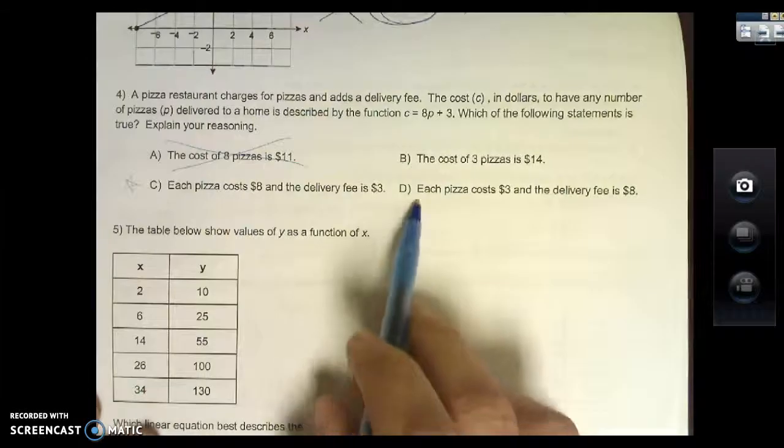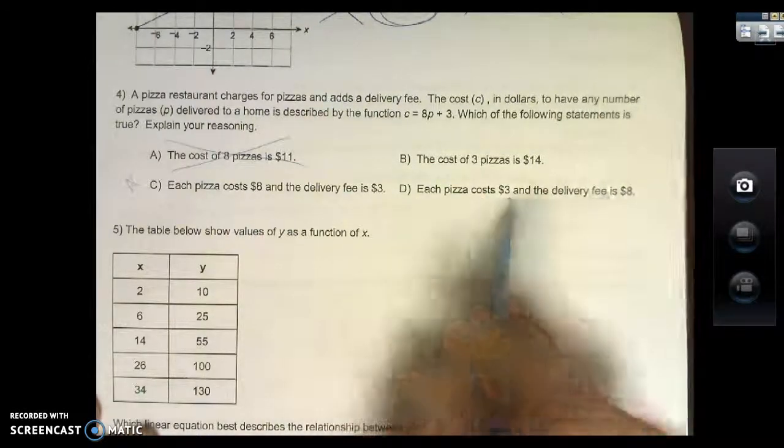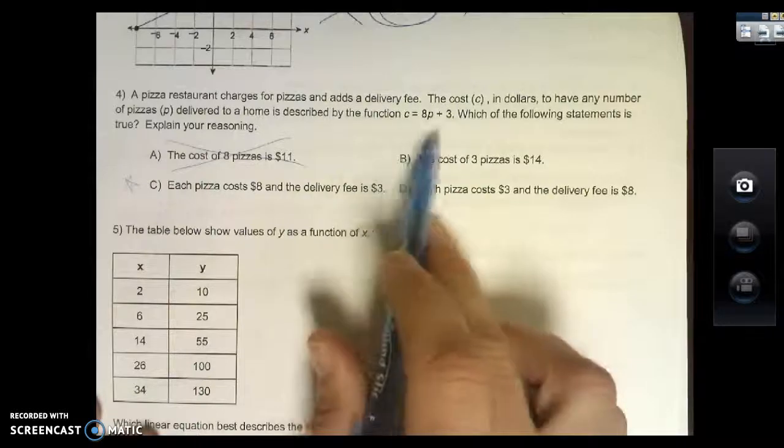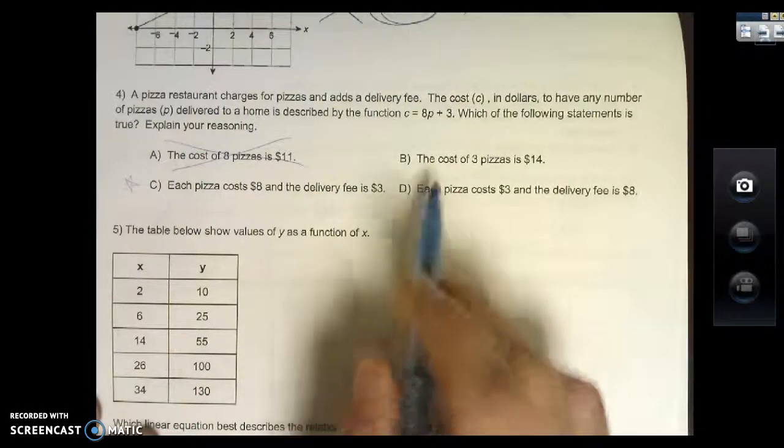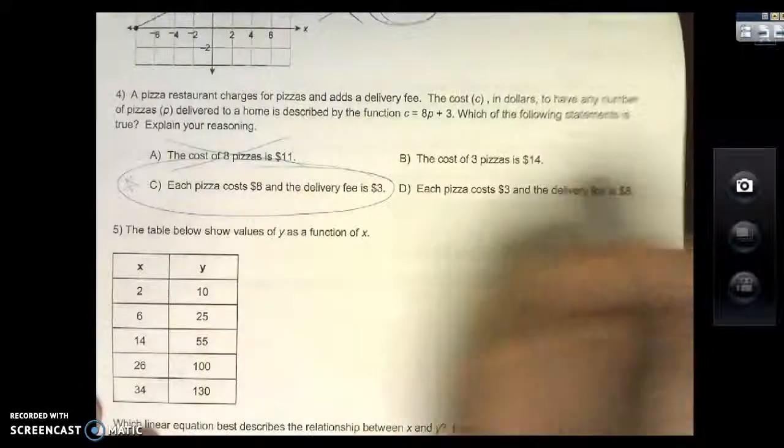Let's check out the last one. Each pizza costs $3 and delivery fee is $8. Again, that would be reversed here. Okay, because I'm not paying $3 per every pizza, I'm paying $8. So this is my go-to.